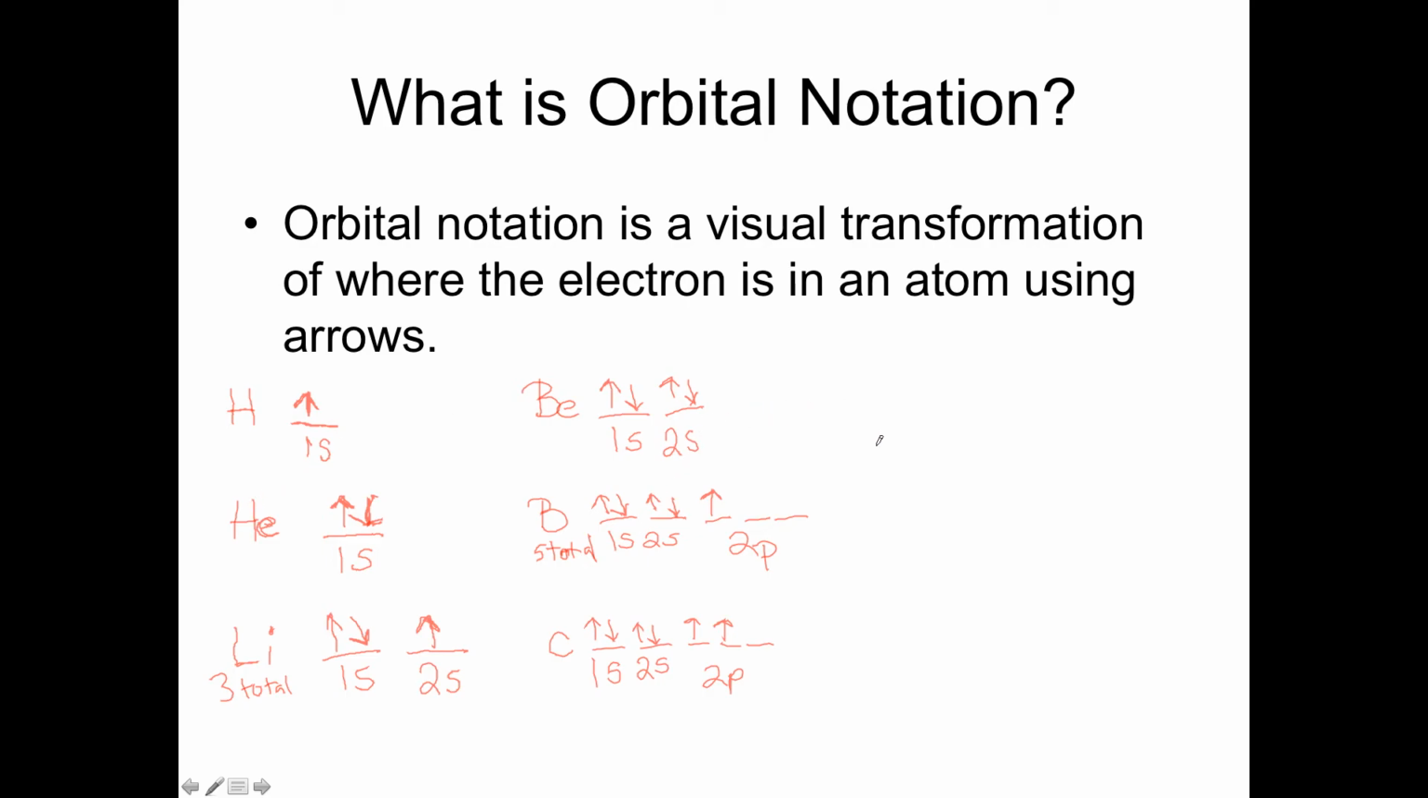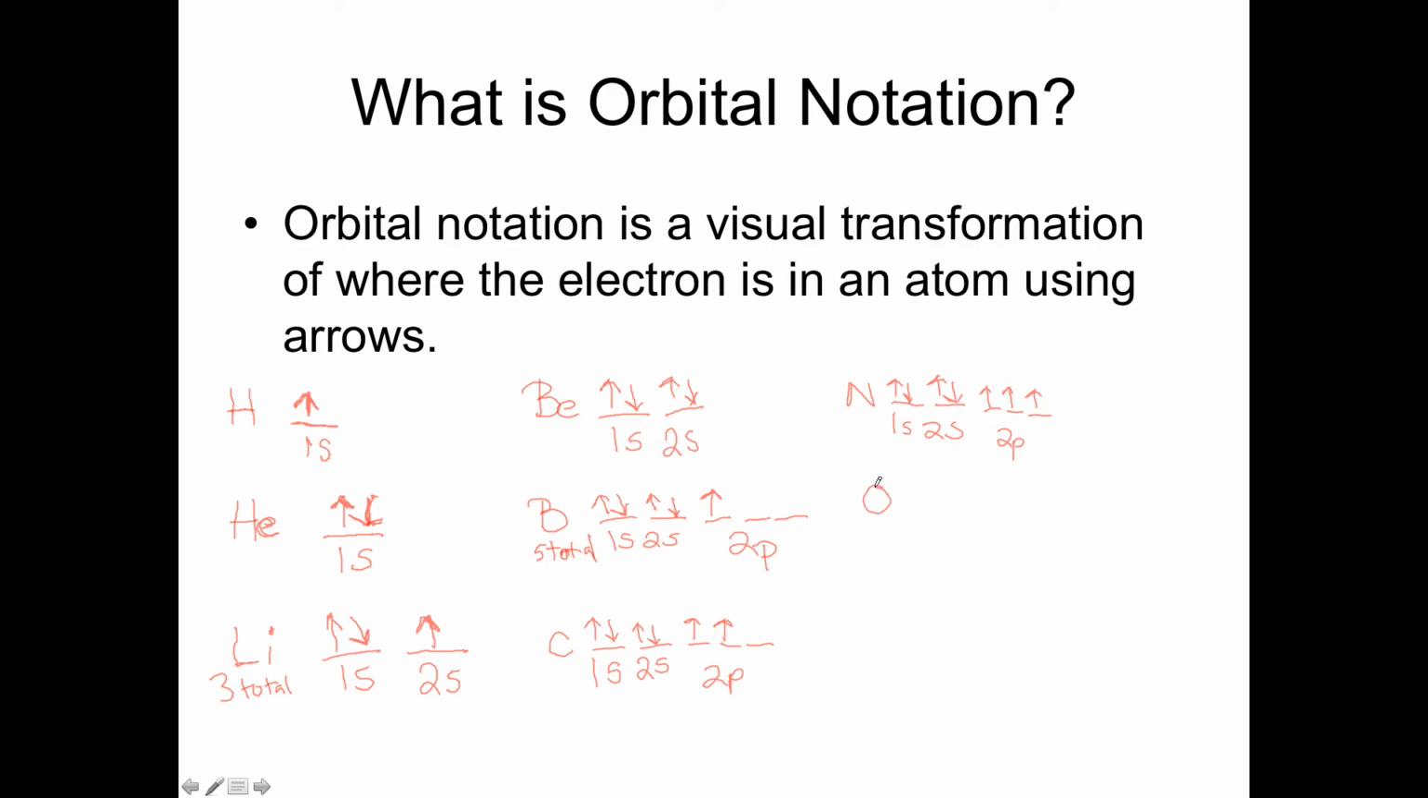After carbon comes nitrogen. Nitrogen is represented by 7, so 7 total arrows for 7 electrons. 1s, up, down. 2s, up, down. I do the 2p, 3 lines for 3 shapes. So I go up, up, and I still have 1 available seat over here, so my 3rd electron will get its own seat.